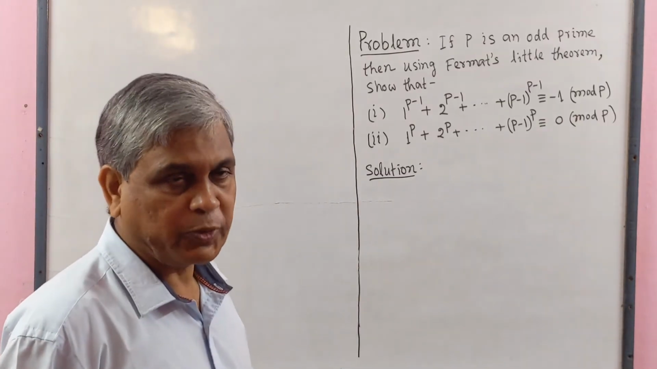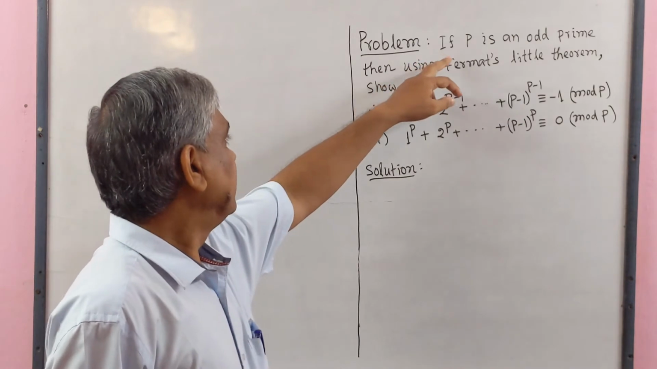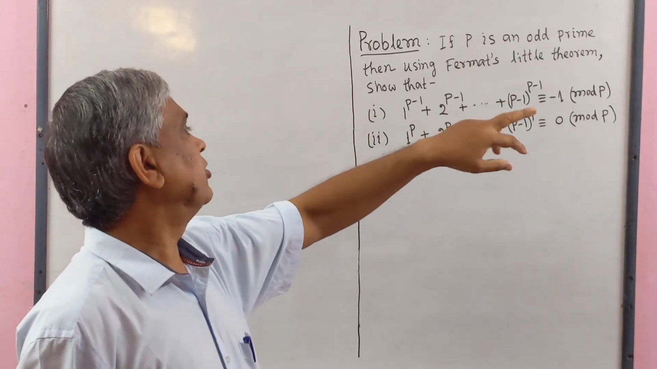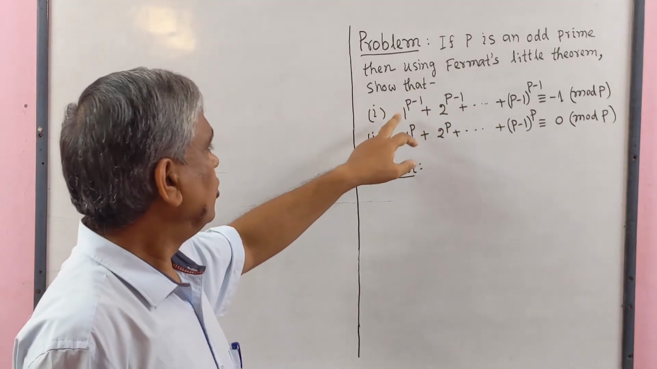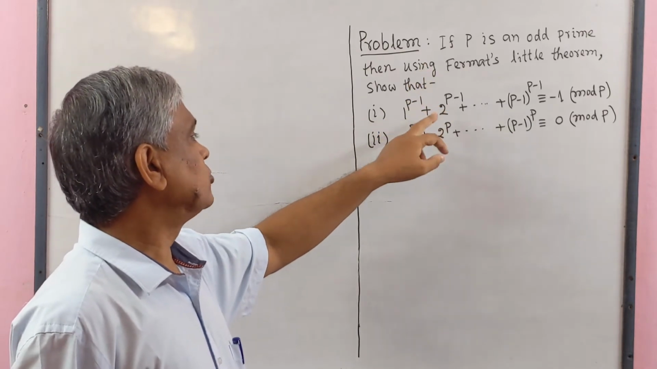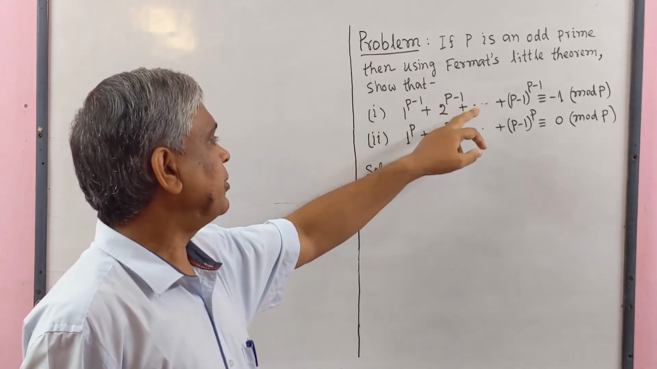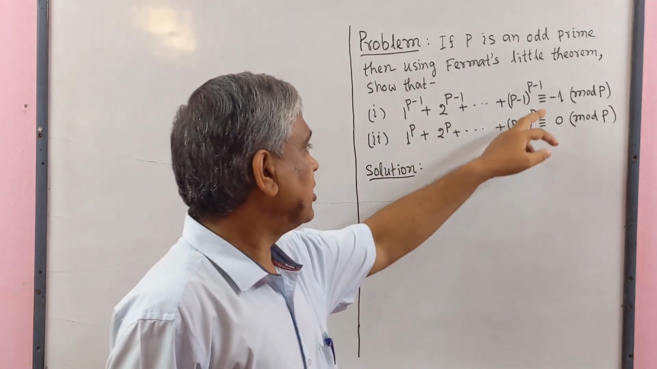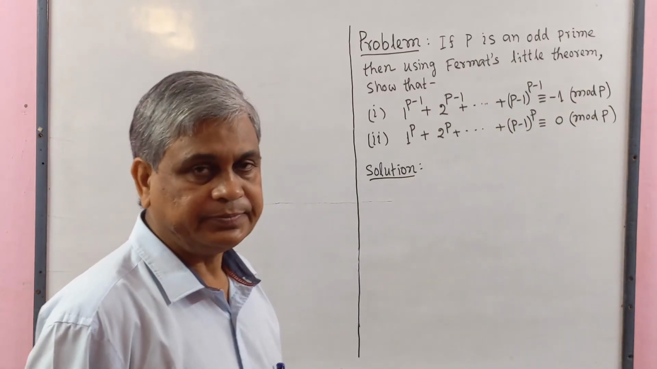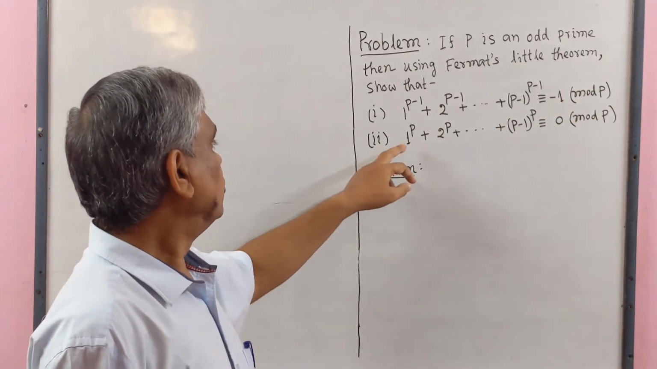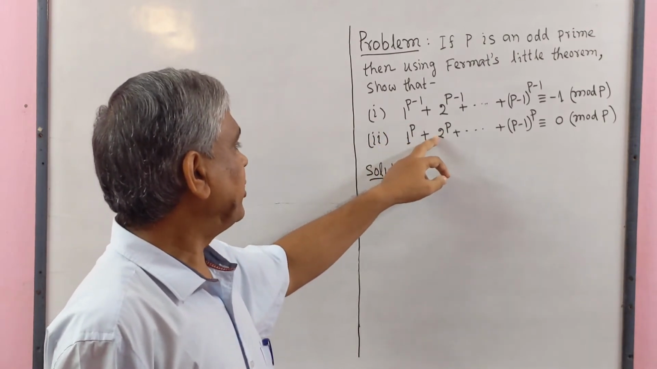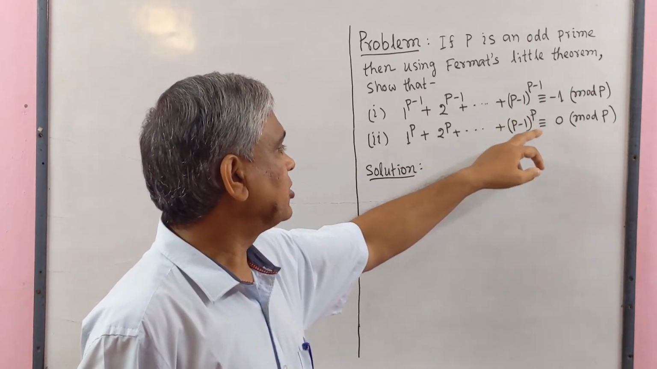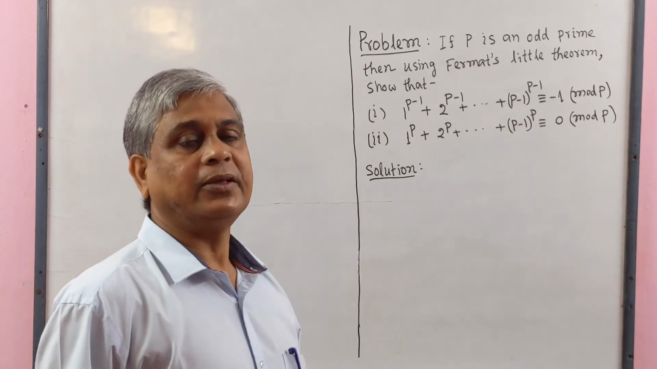Now we solve the next problem. Next problem is if p is an odd prime, then using Fermat's little theorem, show that number 1, 1 to the power p minus 1 plus 2 to the power p minus 1 plus up to p minus 1 to the power p minus 1 is congruent to minus 1 modulo p. Number 2, 1 to the power p plus 2 to the power p plus up to p minus 1 to the power p is congruent to 0 modulo p.